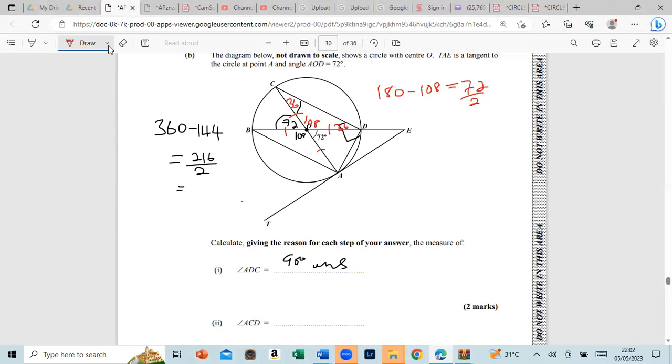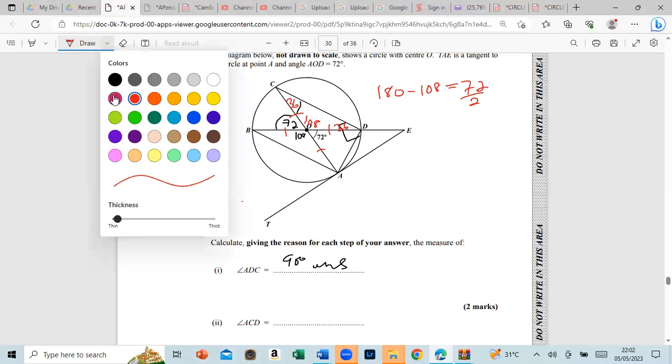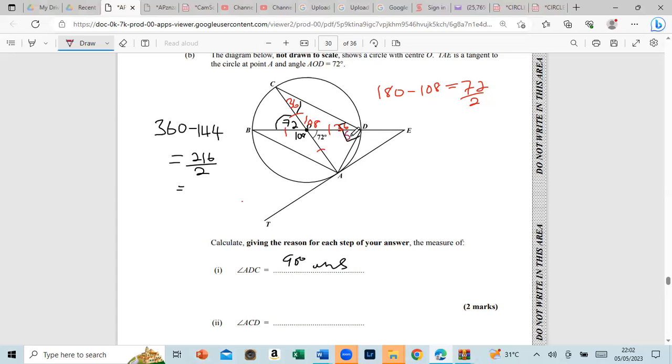I'm going to use a different color. This part here should be 54, and this one is equal to this one, so both of them are equal. Here we have 108 plus 72 giving 180, so both are correct. This one works out to 36 right here. So let's drop in the numbers.